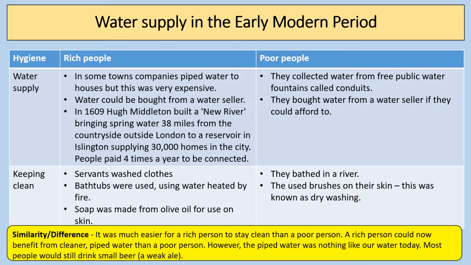Water supply in the early modern period. So in the towns, companies pipe water to houses, but that could be quite expensive. You could buy water from a water cellar. There's more kind of piped water coming in.